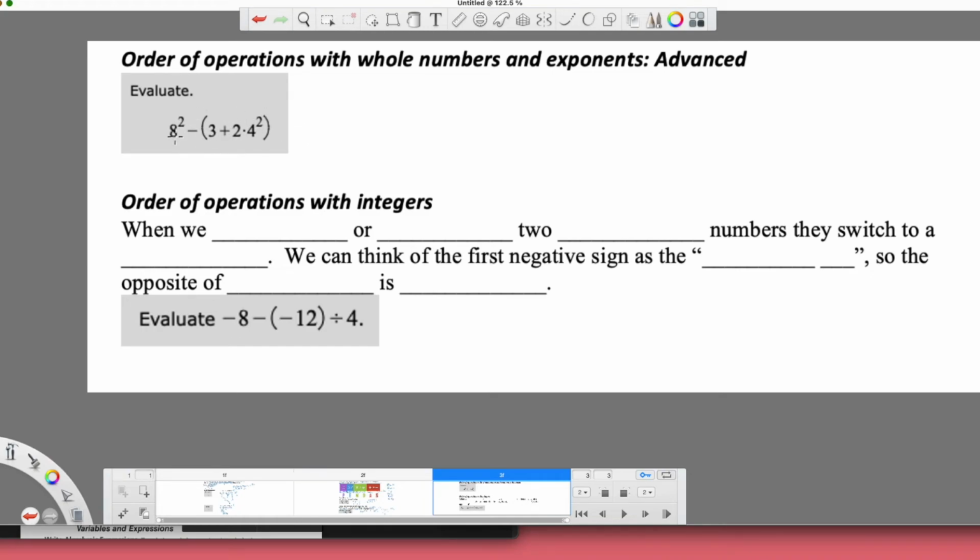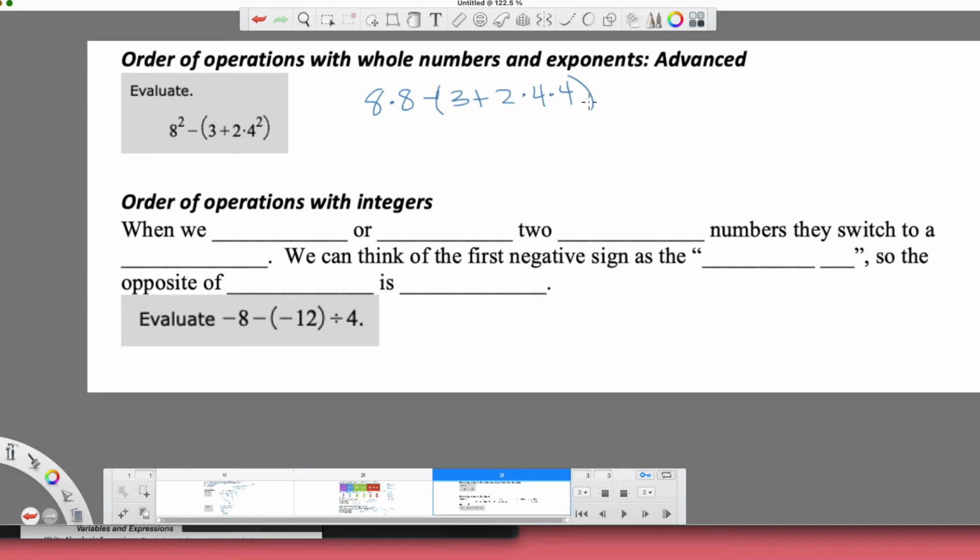So remember, 8 to the second power, that means 8 2 times, minus 3 plus 2 times 4 2 times. So it's going to be 4 2 times like that. So I've kind of expanded it out just so you can see it all. So now we can go through and we can start working on PEMDAS. So we're going to do the grouping here first. So I have 3 plus 2 times 4 times 4. So I'm in the parentheses.